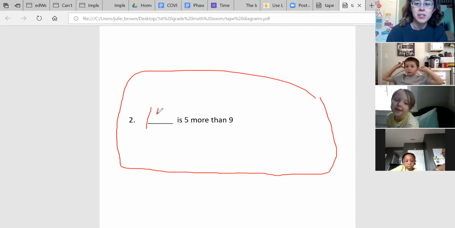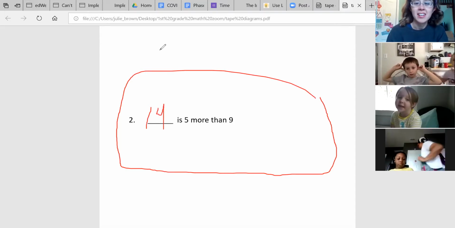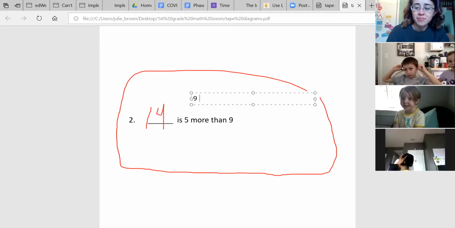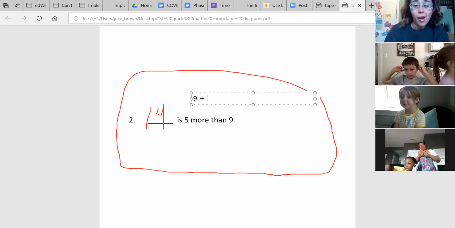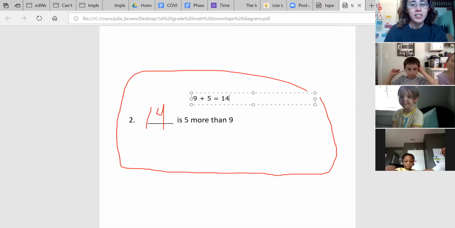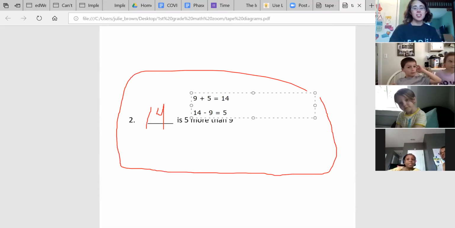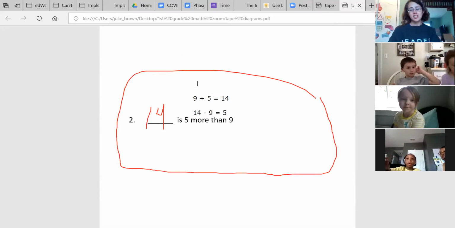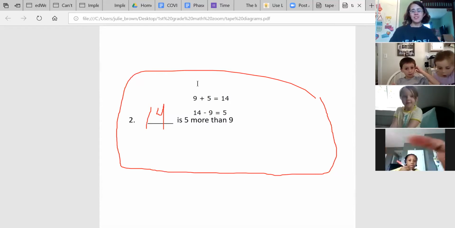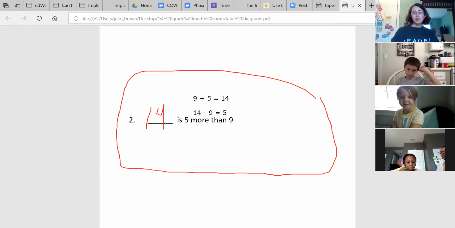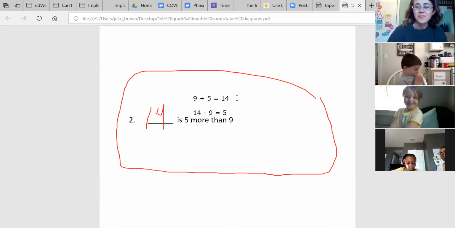Because 9 is 1 less than 10. And so 10 plus 5 is 15. So I just have to subtract 1 from 15. That is a really great way of thinking about it. You can add the numbers together. You can even subtract if it makes more sense to your brain that way. Wow. Yes, 14 is 5 more than 9.